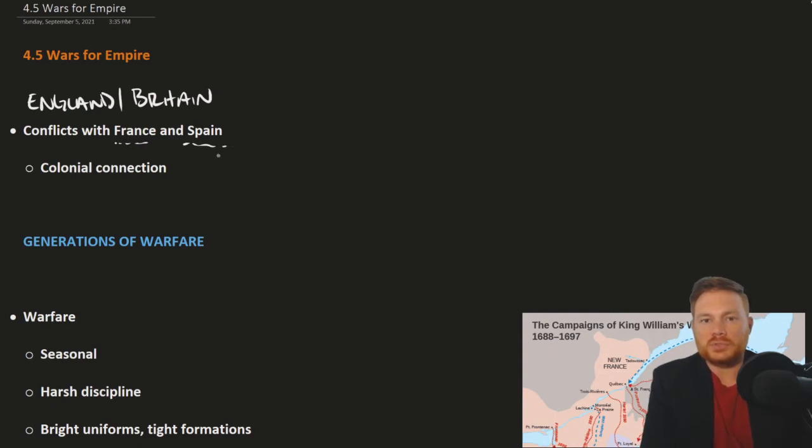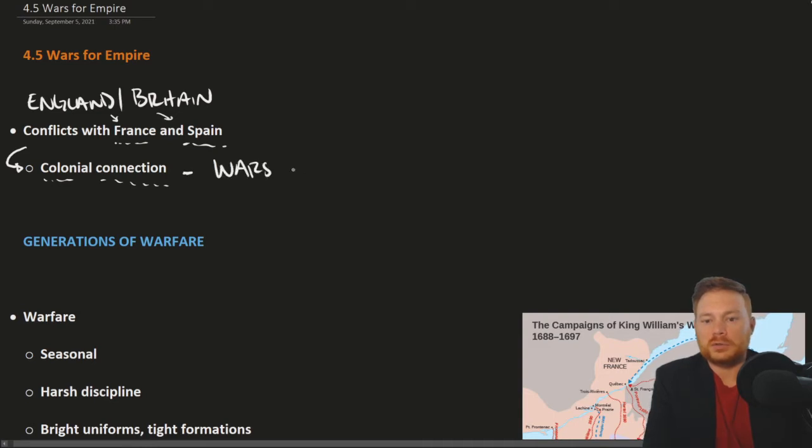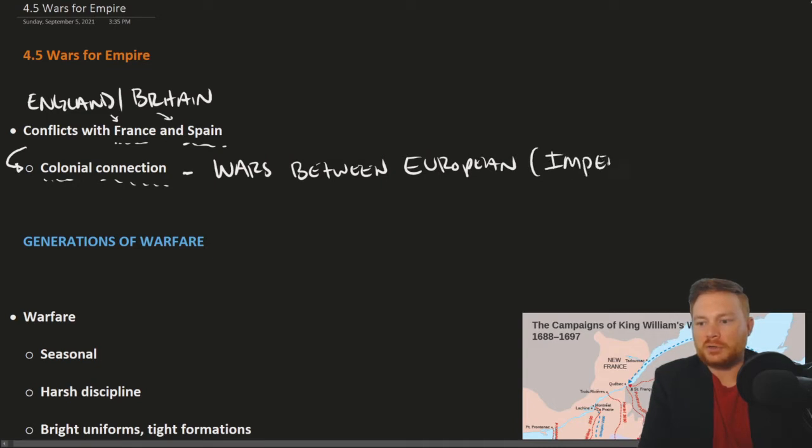And one important concept to understand here is that whenever England goes to war with France or whenever Britain goes to war with Spain, those wars translate into the colonies. So there's a colonial connection. So we might say here that wars between European powers, or we'll say specifically, I think your textbook uses this term imperial. Imperial simply meaning countries that own overseas possessions. So New France, New Spain, New England, New Netherlands, like we talked about previously.